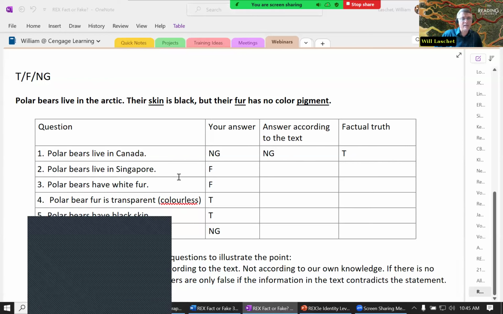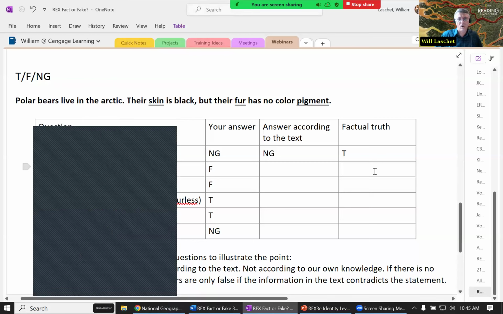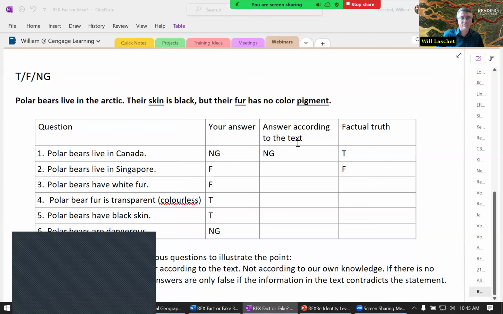Right, next one. Polar bears live in Singapore. Is that true? Do polar bears live in Singapore? True or false? On the equator where I live, someone said earlier it's too hot. So the factual truth is it's false. They do not. But what about the answer according to the text?